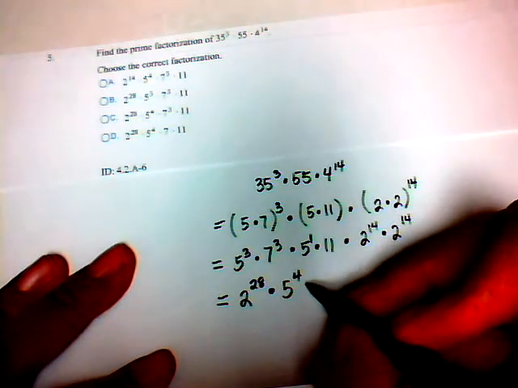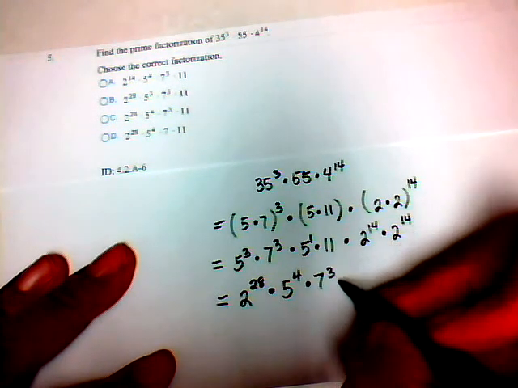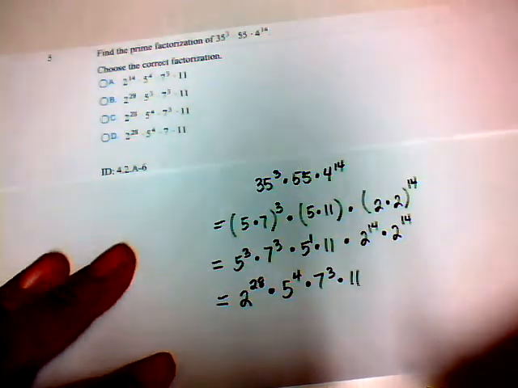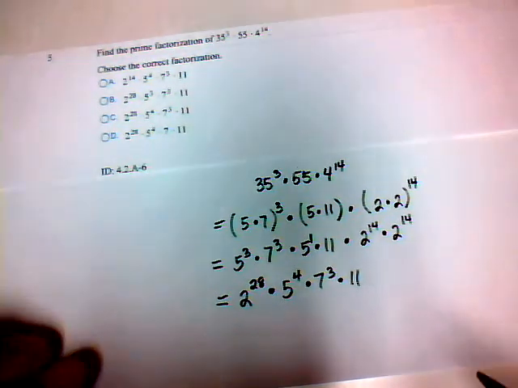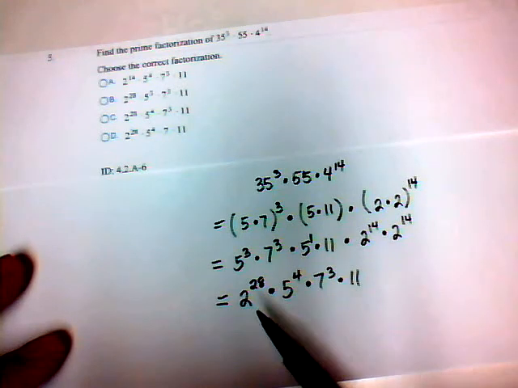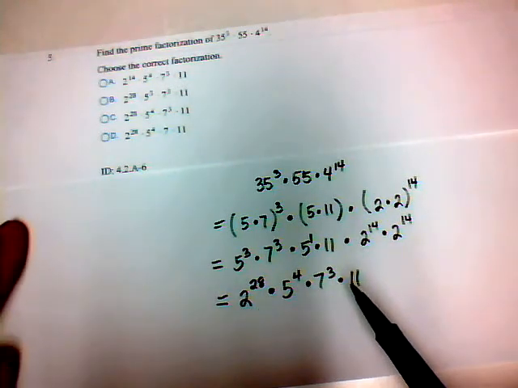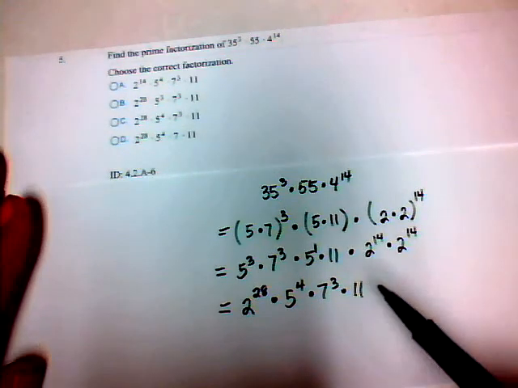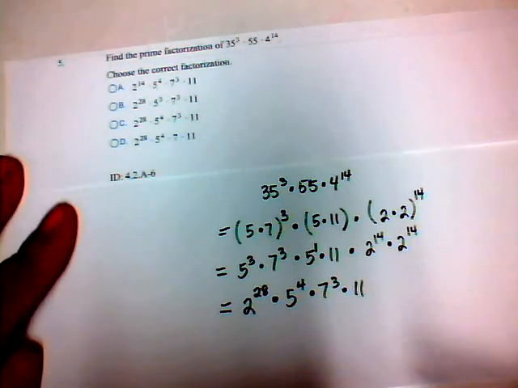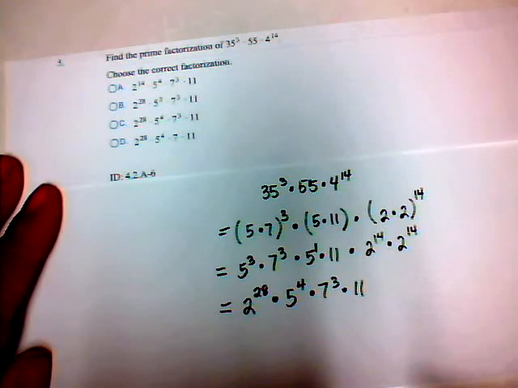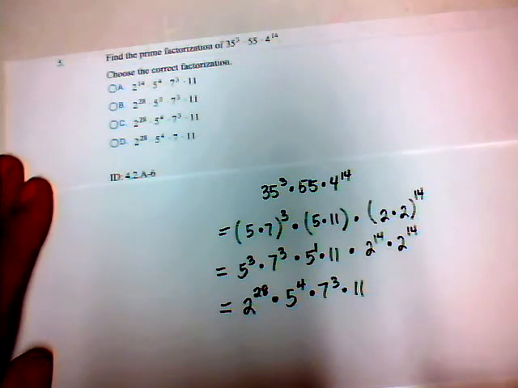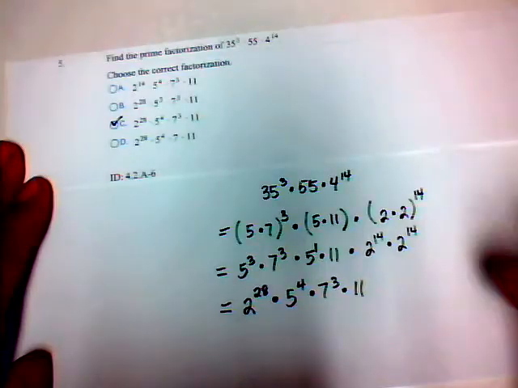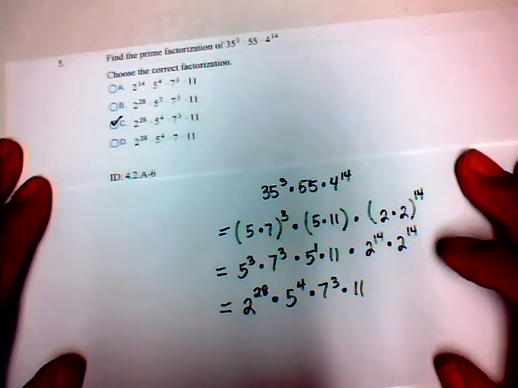And then I'll bring over times 7 to the 3rd times 11. So here, this will be the correct prime factorization of 35 to the 3rd times 55 times 4 to the 14th. Okay, which is in this case 2 to the 28th times 5 to the 4th times 7 cubed times 11. In this case, that's answer C.